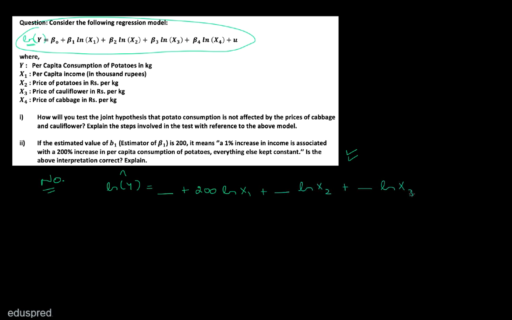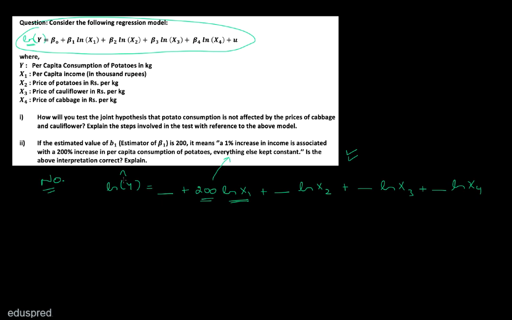So the right answer over here is that if the original model had been this, so if I have a log over here, then if I estimate this model, I will get log of y hat equal to something plus 200 log of x1 plus something log of x2 plus something log of x3 plus something log of x4. I do not know the values of the coefficients of these variables. I only know the value of the coefficient of log of x1, which is 200.